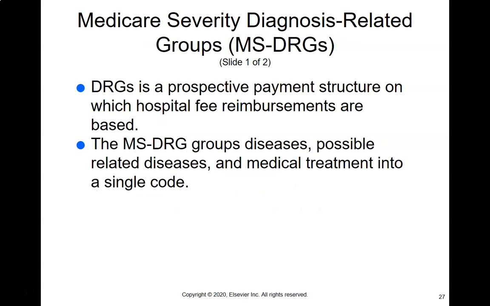Medicare Severity Diagnosis Related Groups, the MS-DRGs. The DRG-based two-tiered system is used for reimbursement to hold down rising healthcare costs. The DRG is a prospective payment structure on which hospital fee reimbursements are based. The MS-DRG groups diseases, possible related diseases, and medical treatment into a single code.